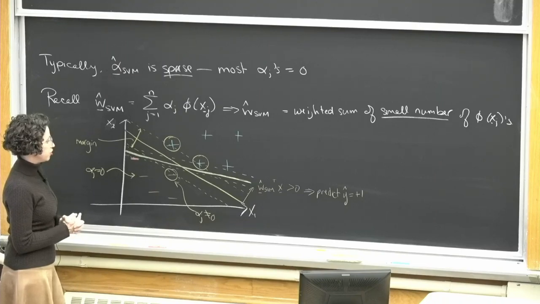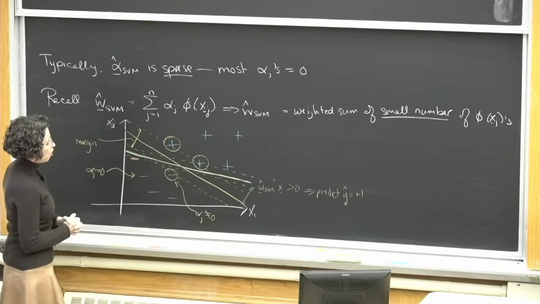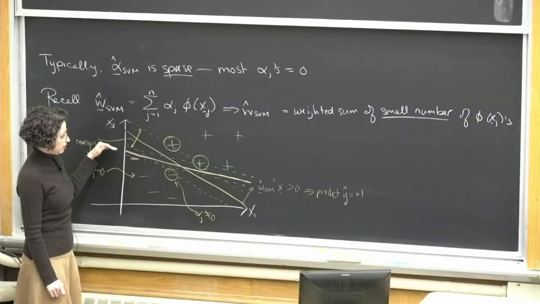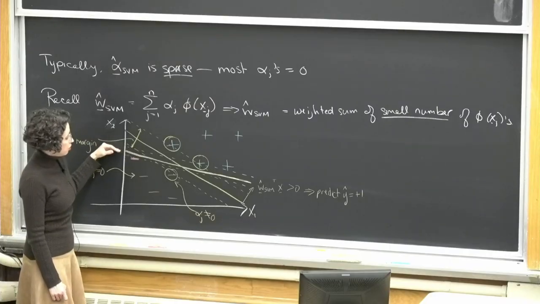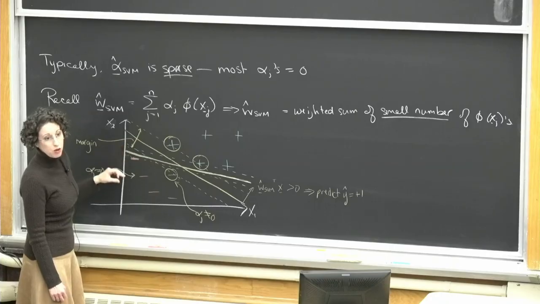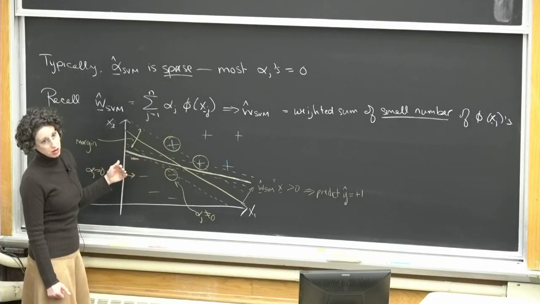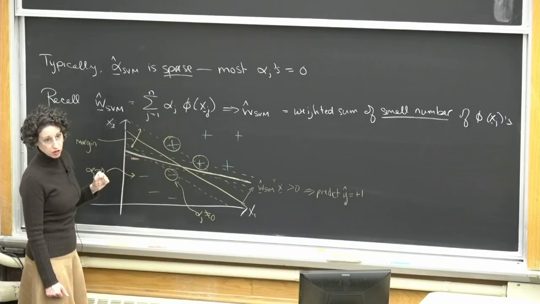The margin is not shifting the decision boundary. For any candidate decision boundary, we could think about how big that margin is. And we are choosing the decision boundary that maximizes that margin.